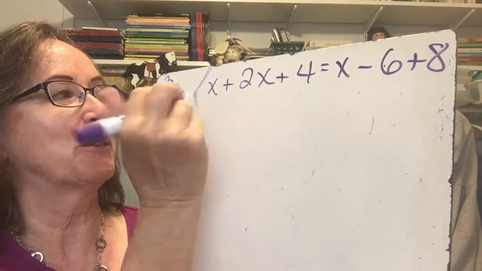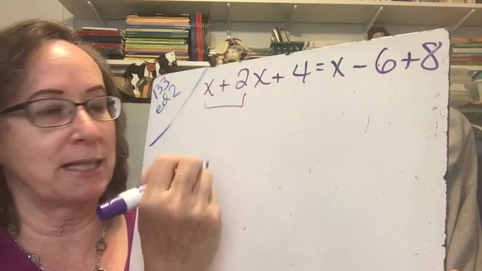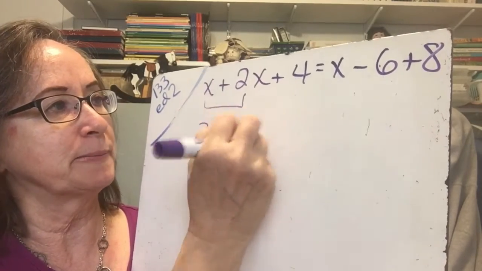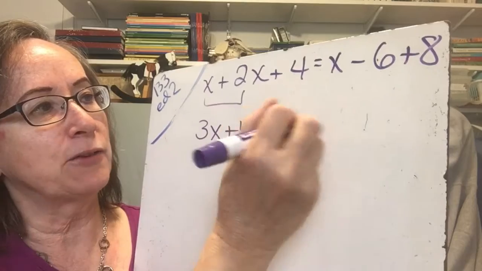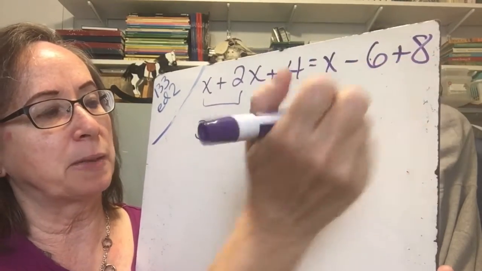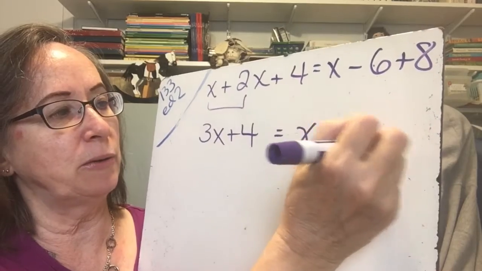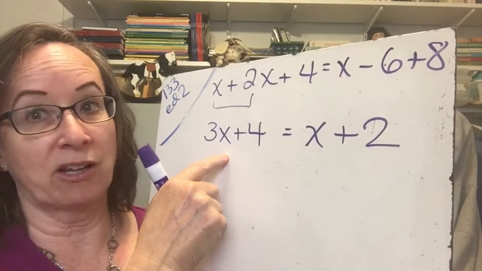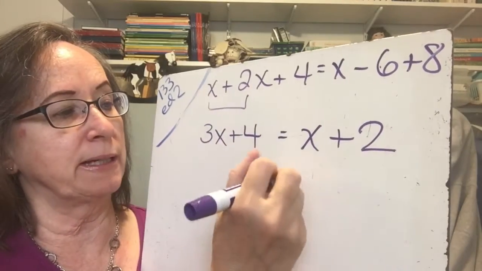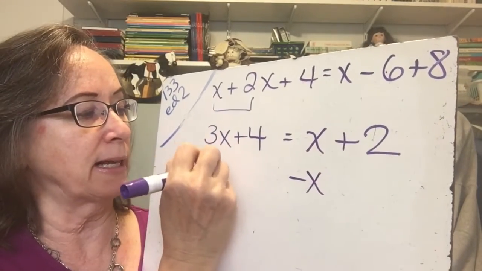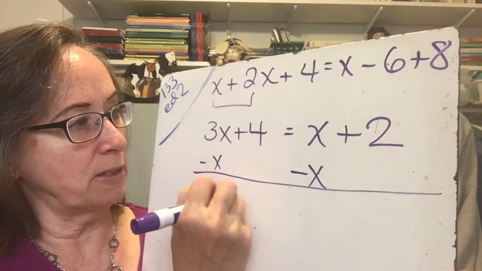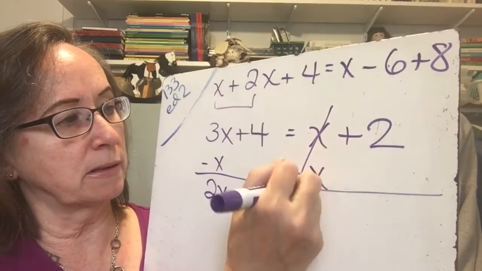Now, we're going to add the like terms on one side and get a 3x plus 4. On the other side, we only have one x term. Negative 6 and a positive 8 is a positive 2. We want to get all of our x's on one side. We've done the simplify step, so now we're going to subtract an x, subtract an x. 2x plus 4 equals 2.